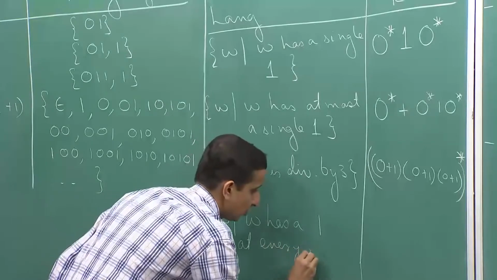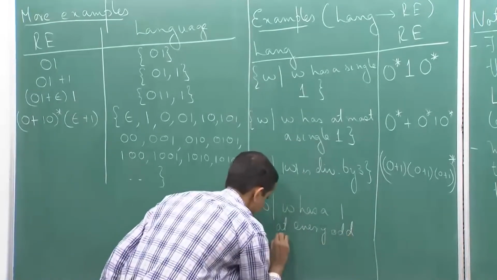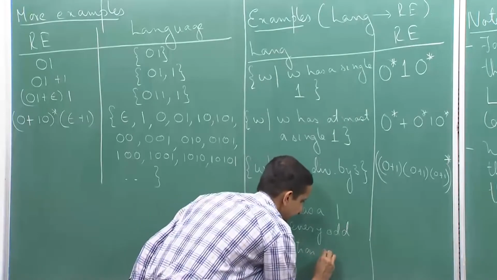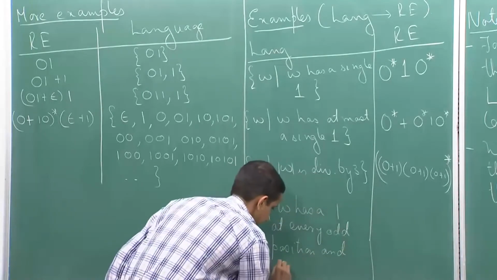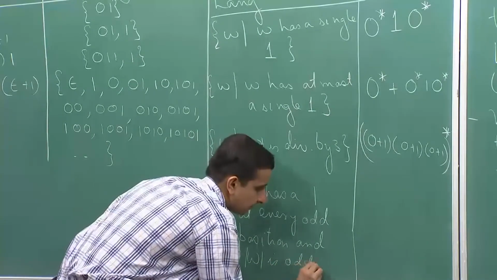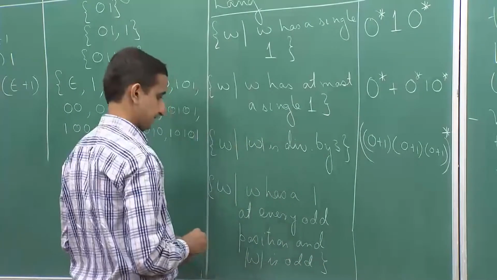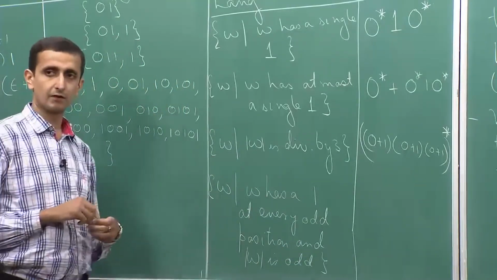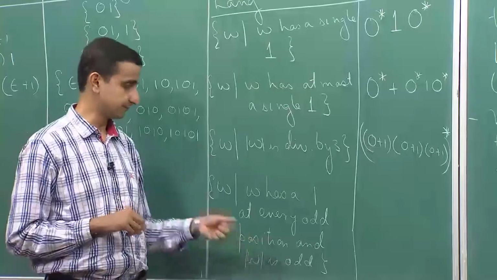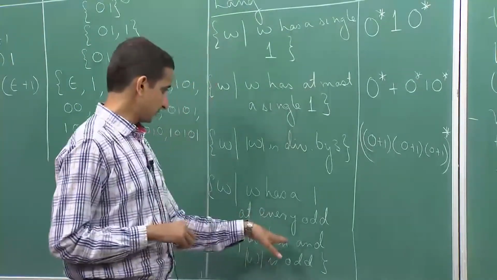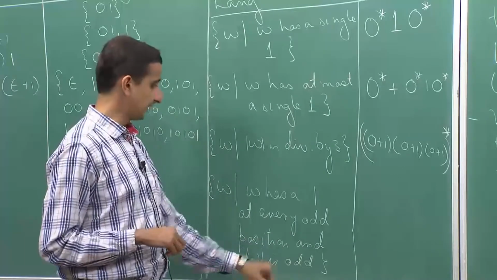every odd position, and length of W is, let us say, odd. Okay. So, I want to look at all strings which have this form. So, how do we go about it? It has 1 at every odd position and the length is odd.